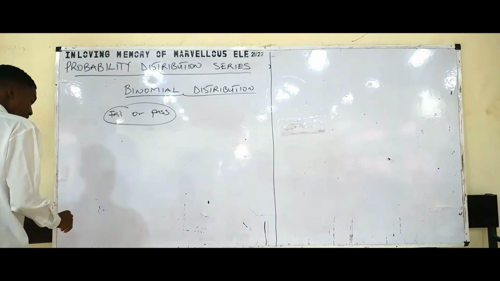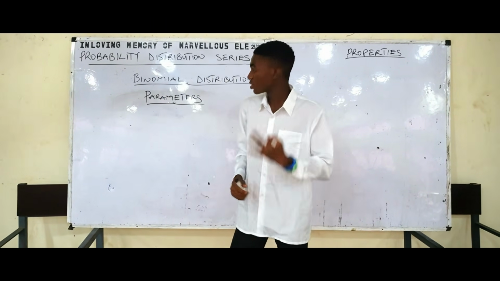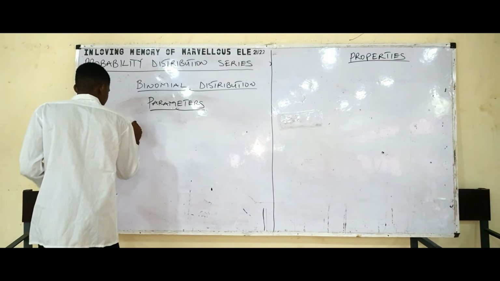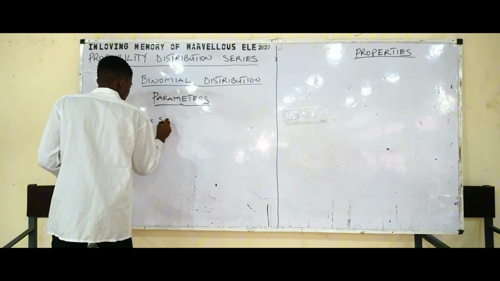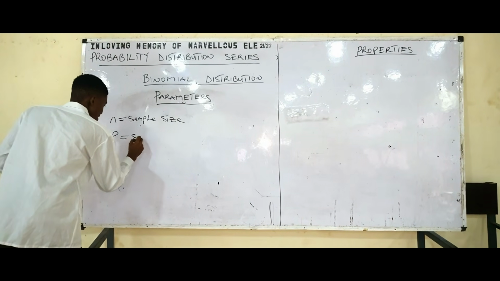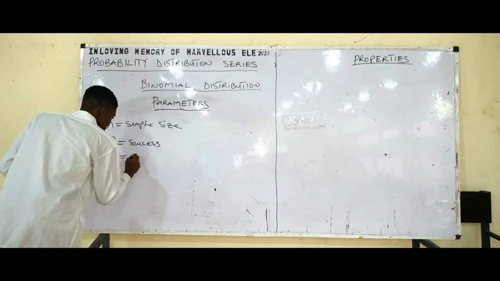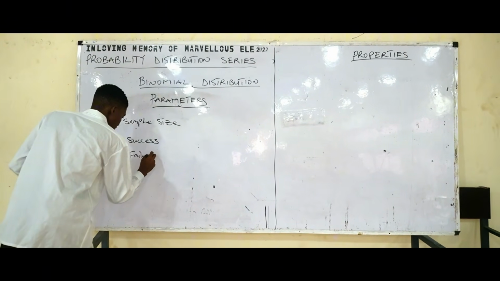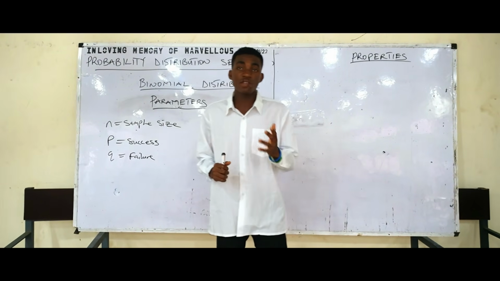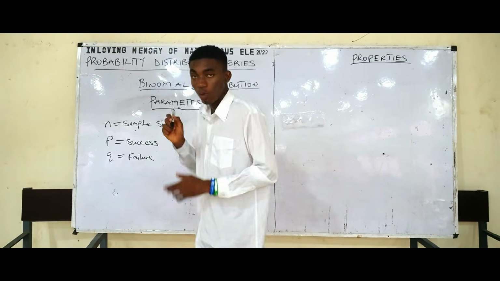Properties of binomial distribution, we have parameters of binomial distribution. We have three major parameters. We have our n, which stands for sample size. We have our p, which stands for success, and our q, which stands for failure. And if you go to my video on probability, I said the probability of an event occurring is 1. So we can say our success plus our failure equals 1.